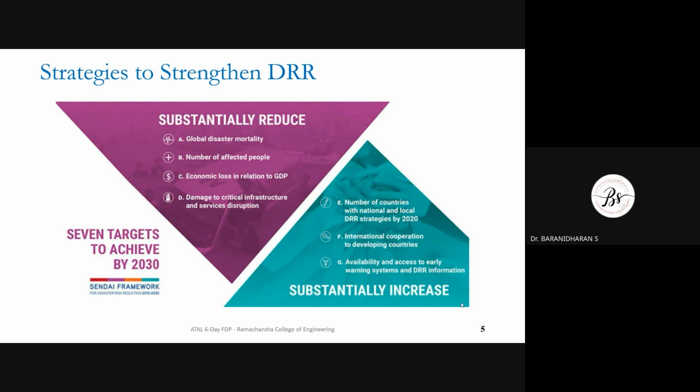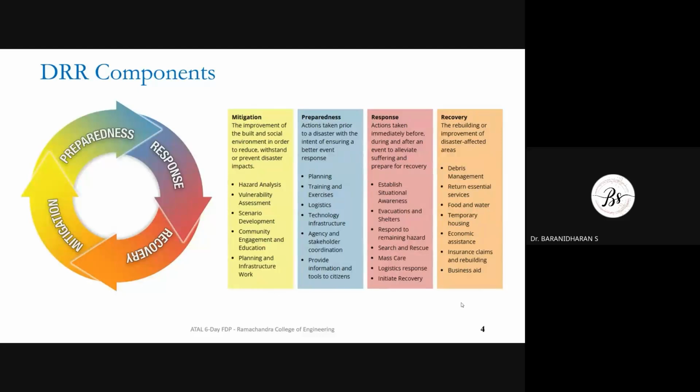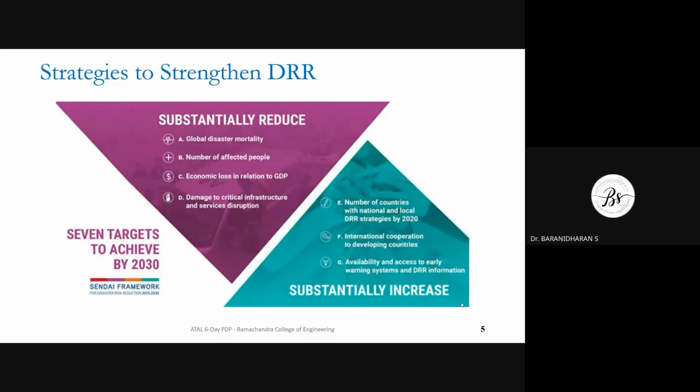One is global disaster mortality, in order to follow those 4 steps, that is mitigation, preparedness, response, and recovery, so that the mortality comes down in case of a disaster. The second thing is to substantially reduce the number of affected people. If you have a pre-planned setup for mitigation as well as preparedness, obviously the number of affected people will substantially come down. The third thing is economic loss in relation to gross domestic product, that is, how best you can reduce the loss of properties.